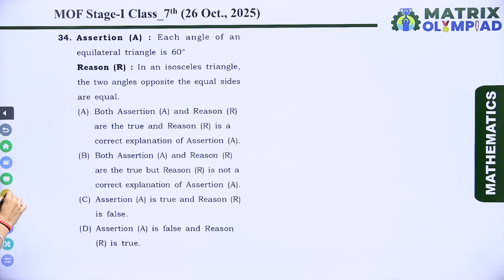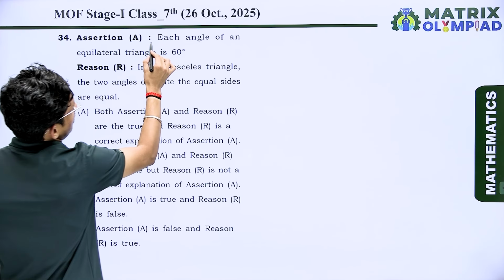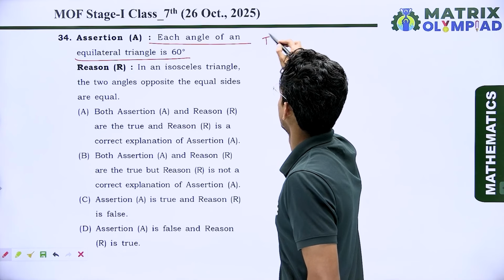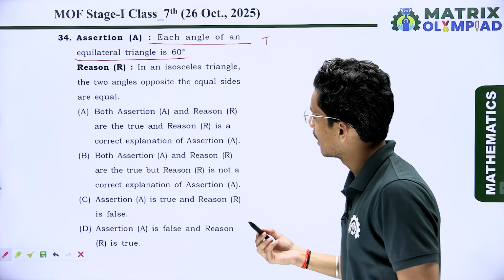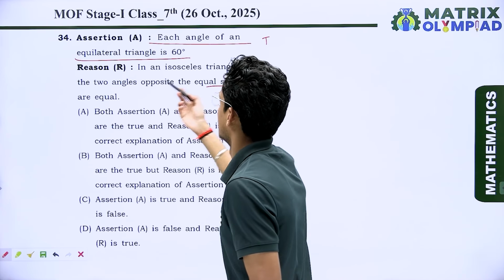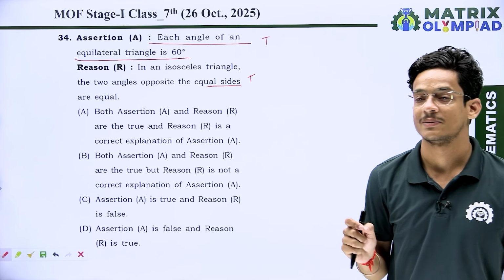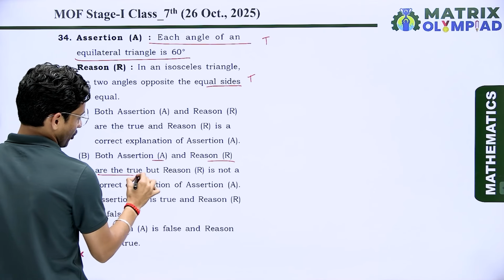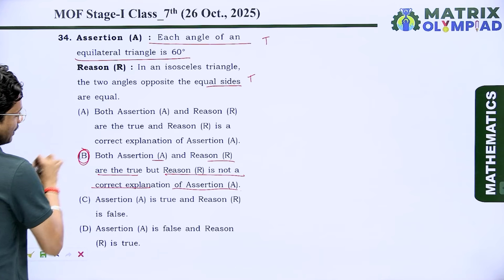Now the next question is based on assertion and reason. The assertion is that each angle of an equilateral triangle is 60 degrees. Yes, this one is true. The reason is that in an isosceles triangle, the angles opposite the equal sides are equal. Yes, this one is also true, but the reason is not the correct explanation of the assertion. It means both A and R are true, but R is not a correct explanation of A. So option B is the correct answer.